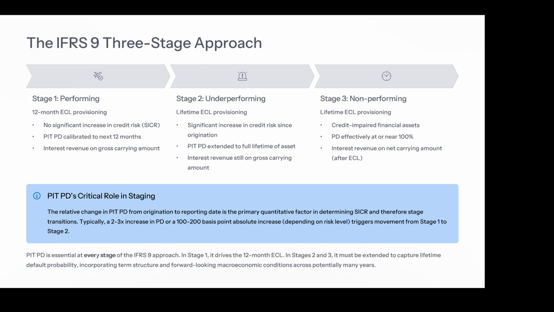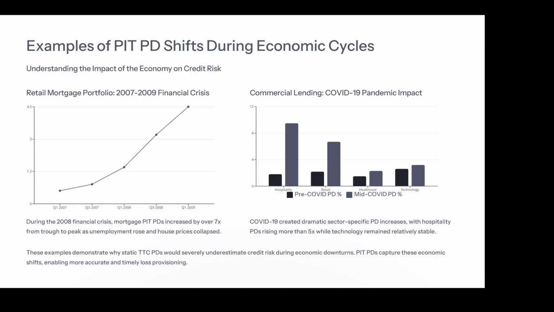The movement from Stage 1 to Stage 2 often depends on how much PIT PD has increased since the loan was issued. Real-world examples? During the 2008 crisis, mortgage PDs shot up 7-fold. In COVID-19, hospitality PDs jumped by over 5 times.